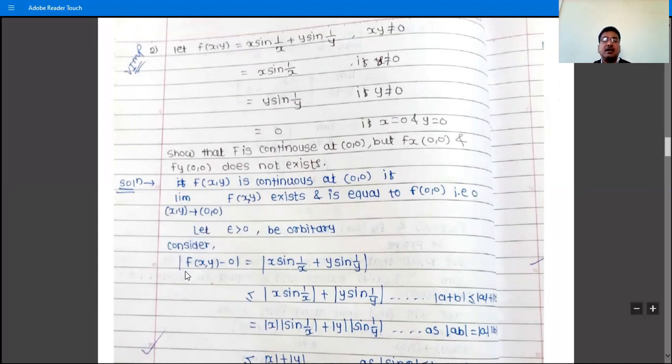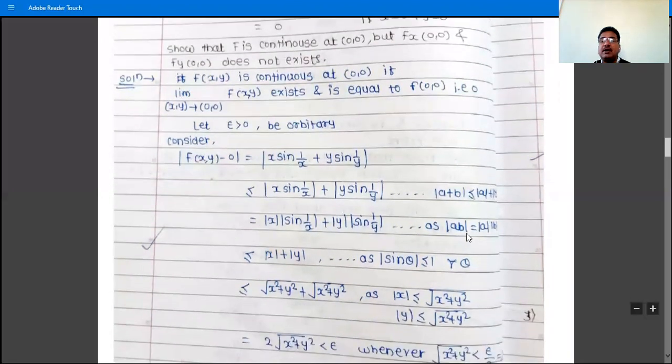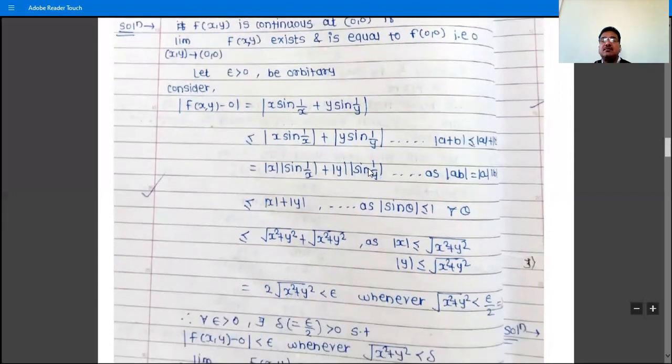Then consider mod f(x, y) minus 0, because the answer is 0. We have to show the answer of this limit is 0. Then mod of x into sine 1 by x plus y into sine 1 by y. By using the triangle inequality, mod a plus b is less than or equal to mod a plus mod b. Then again separate: mod a into b is mod a into mod b. So here the sign is less than or equal to. Then separate the mod, and then mod sine 1 by x and mod sine 1 by y.